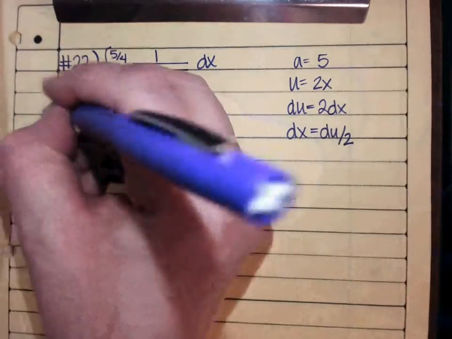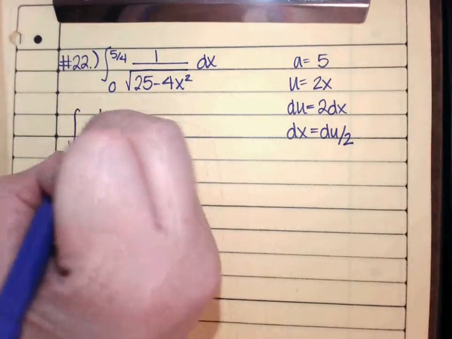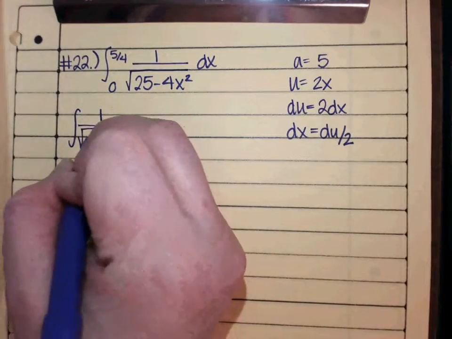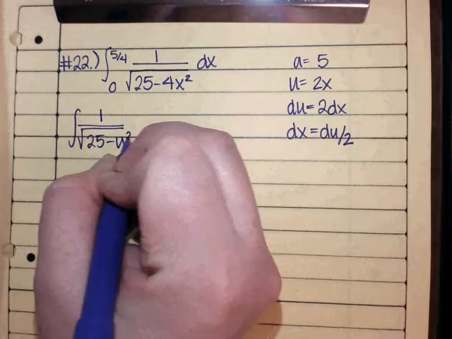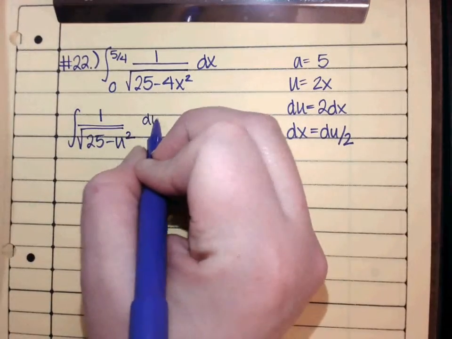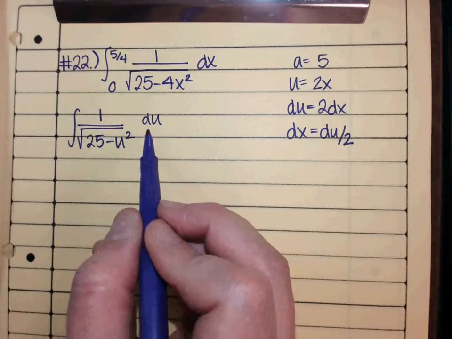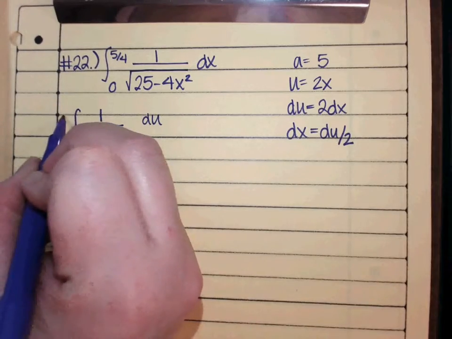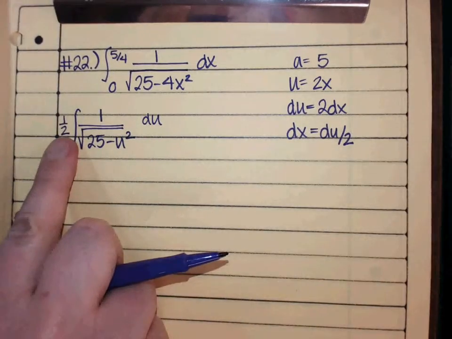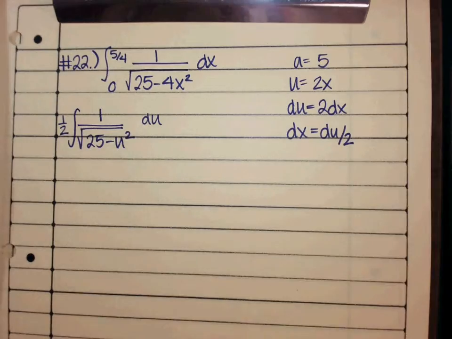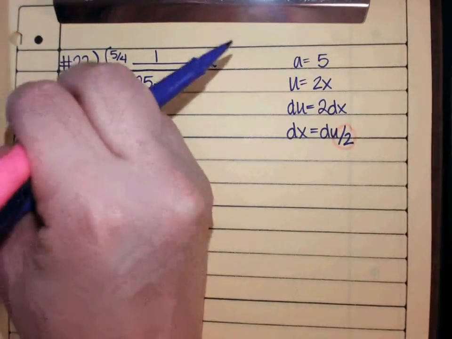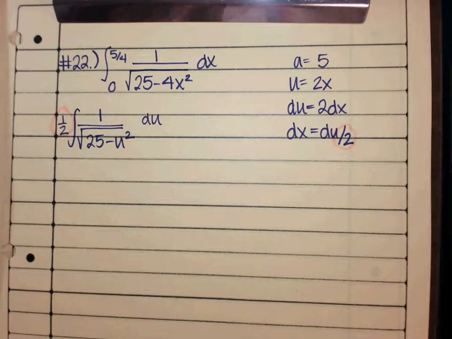Okay, let's rewrite our integral. So I'm going to have 1 over square root 25 minus u squared du, and then instead of putting the divide by 2 in here, do you mind if I just put a 1/2? Is that fine? Right there? Okay, so my 1/2 from here, I'm just going to put here. But it's the same thing. You can move it later. You can do it at the beginning.